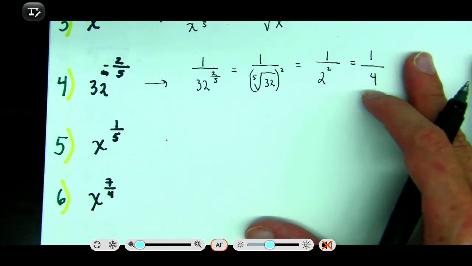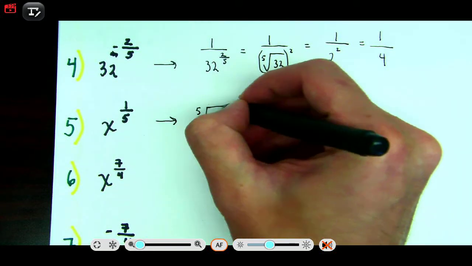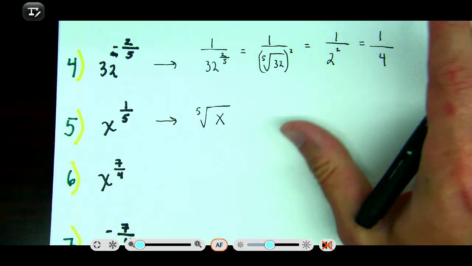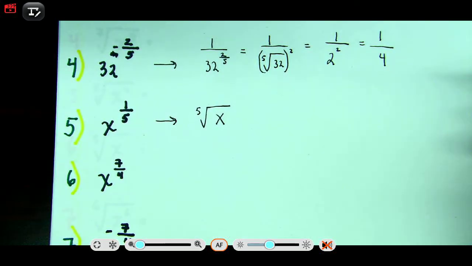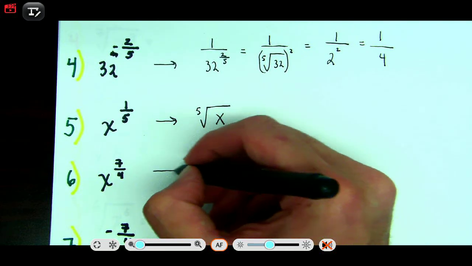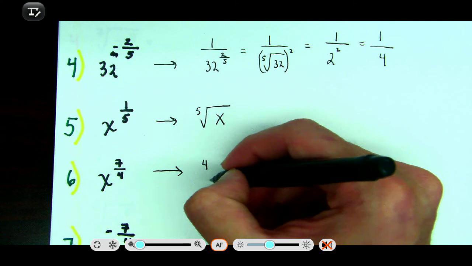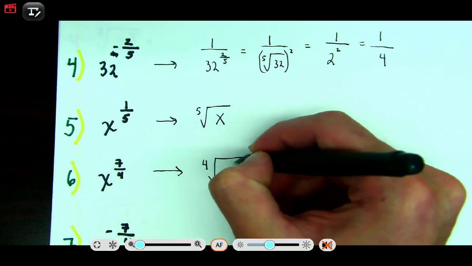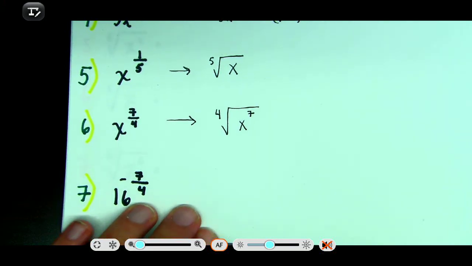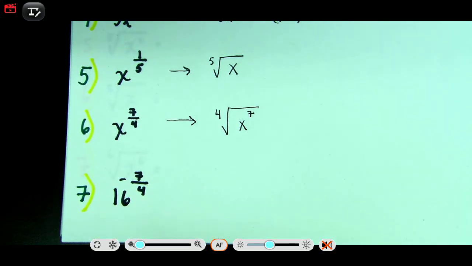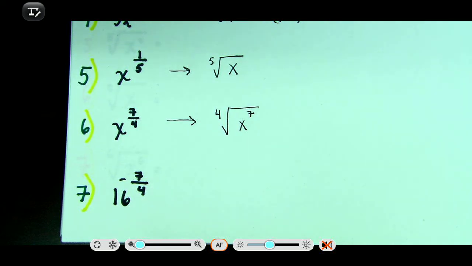Okay. Keep going. Here, what about this one? This one just becomes the fifth root of x. That's it. You could say x to the 1, but notice that x to the 1 is the same as x. What about this one here? Try it on your own, right? This should be the fourth root of x to the 7. Okay. Next one. Oh, this looks like a good question. Take your time. Please try this one on your own. What will this one be?